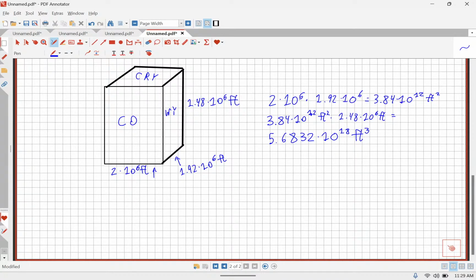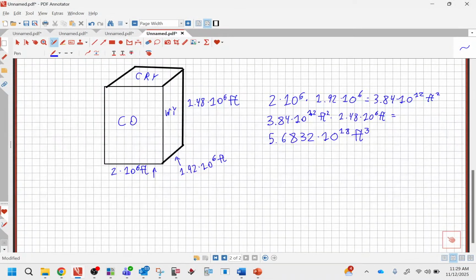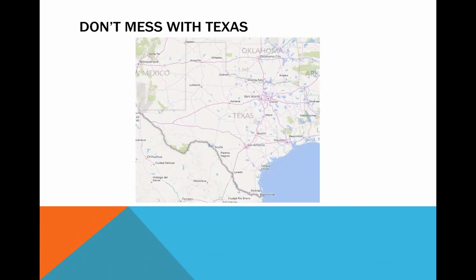I know you guys woke up this morning wondering what the volume of a Colorado-Wyomagonal prism was, and now you know forever. Huzzah! All right, here we go. Let's see here. Oh, we already did that part. Boop, boop, boop. Don't mess with Texas, y'all.